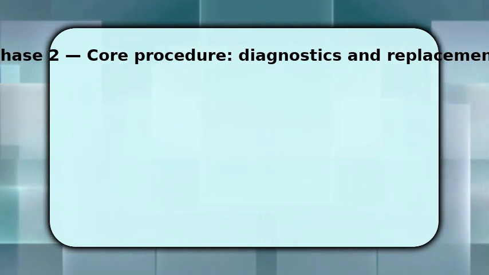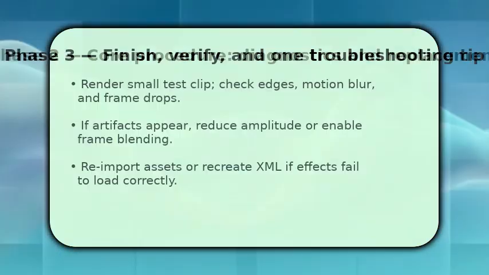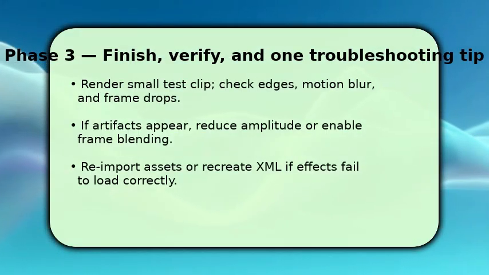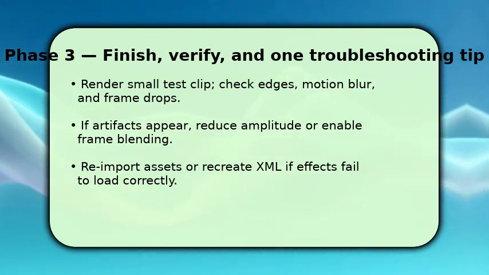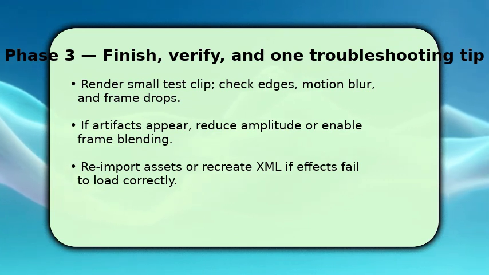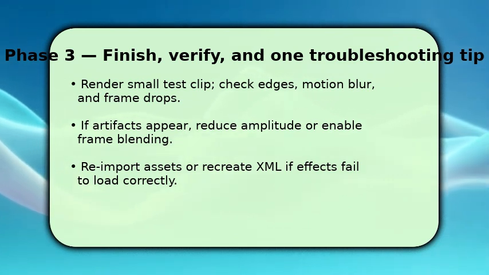To finish, render a short test export of the shaken section so you can evaluate real playback. Watch for cropping, harsh edges, or dropped frames. If you spot artifacts, reduce amplitude, lower frequency, or enable frame blending and motion blur to smooth transitions.